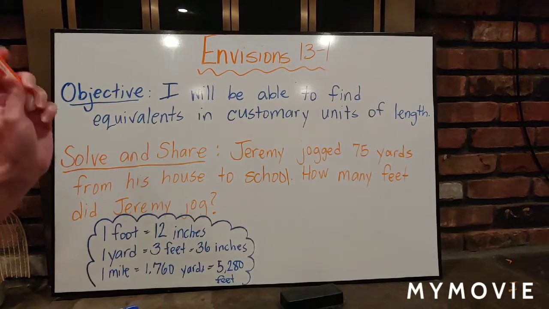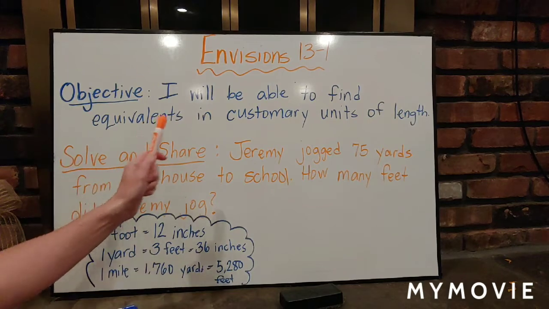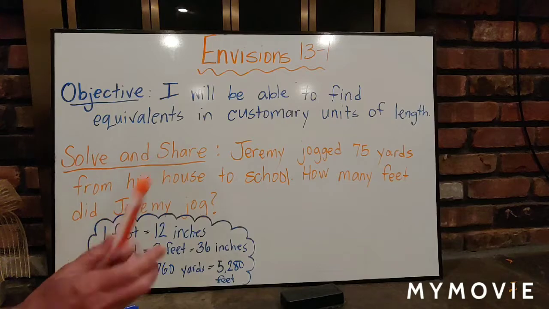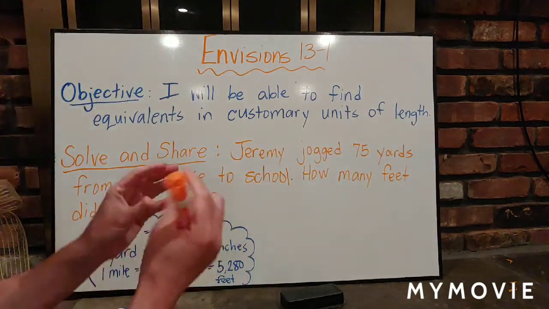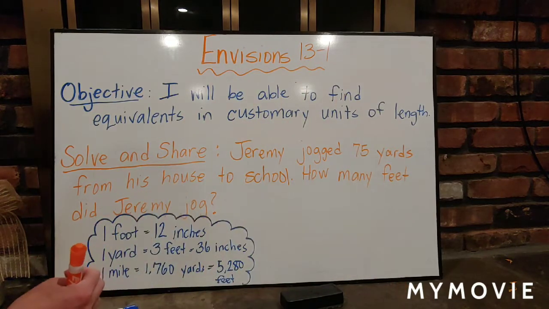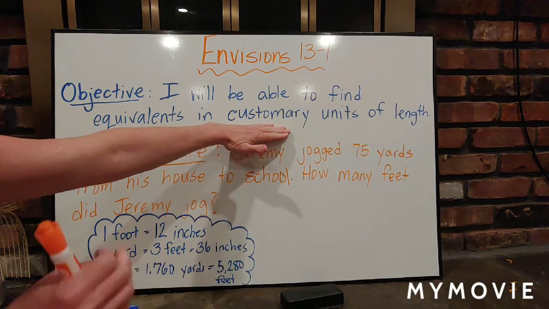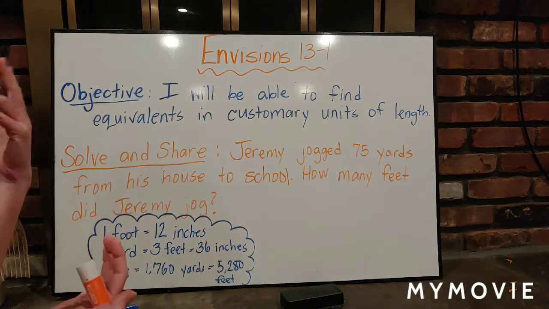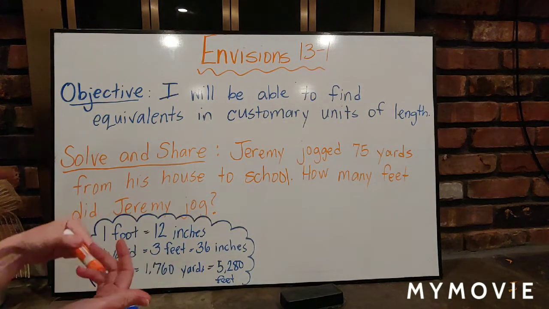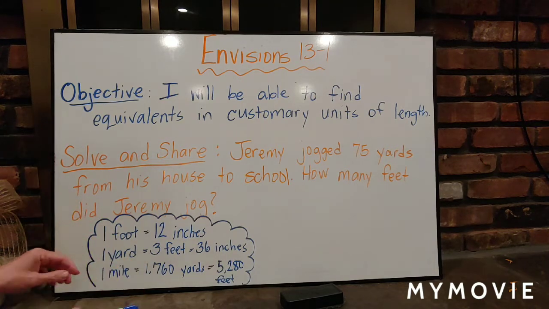So our objective today is that at the end of the lesson, you will be able to find equivalence in customary units of length. It sounds kind of hard, but it really isn't. Length means how long something is or how far something is apart from each other. And customary just means a unit of measurement that we're already used to. We're already used to customary units of length, which would be, for example, inches, feet, yards, miles. So that's what we're going to talk about today.